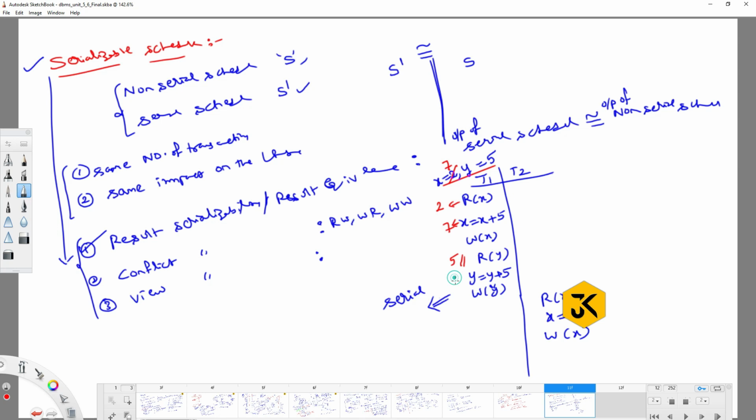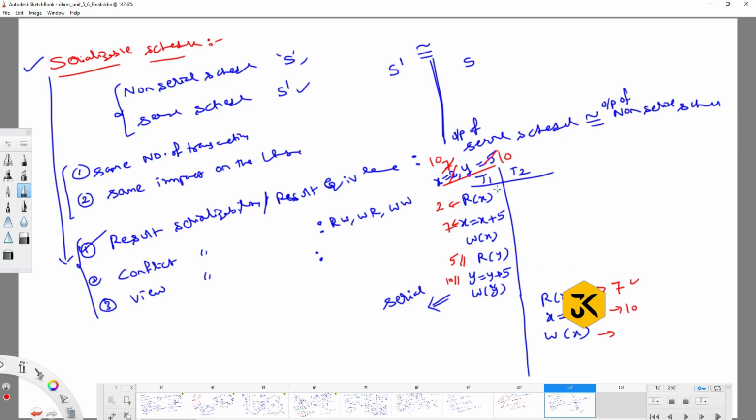Next read of y is 5. Next y value is again 10. That will update locally as the 10 value. Now, if I try to read the value of x, what might be the value? 7. And here the value is 10. That will be updated in the local variable 10. So I hope you understood why I have directly taken 7 here.